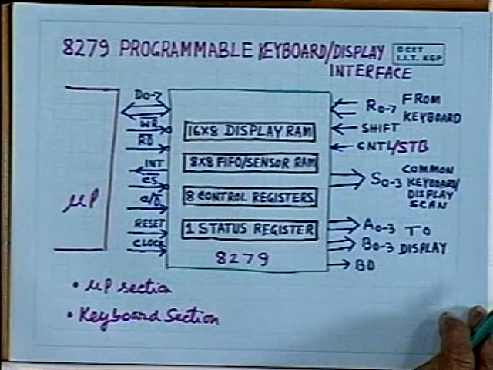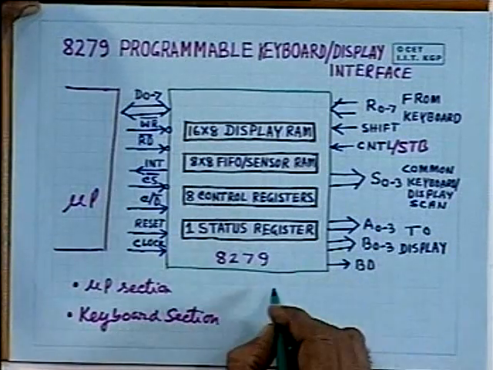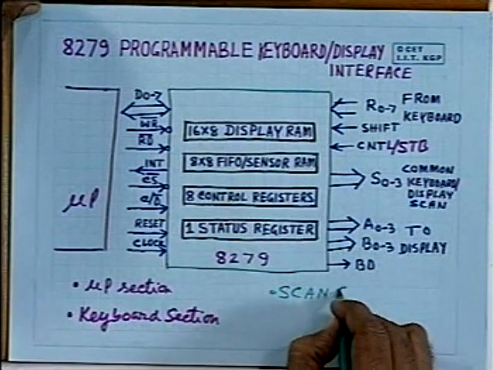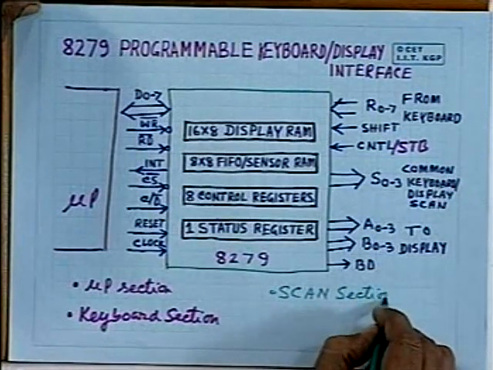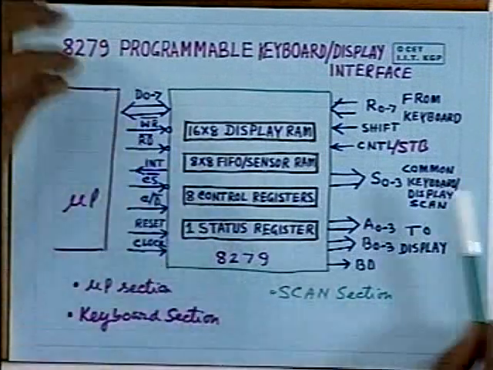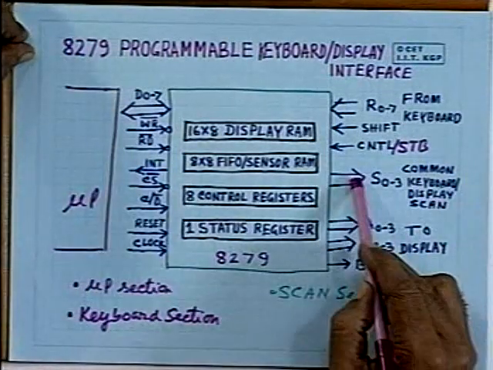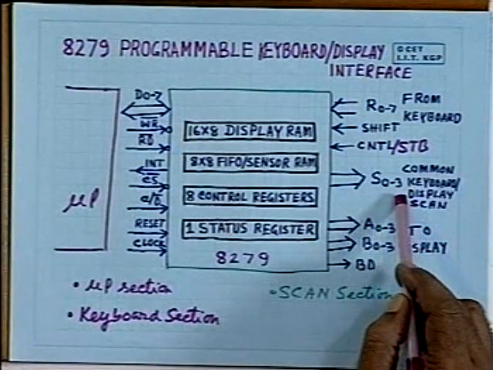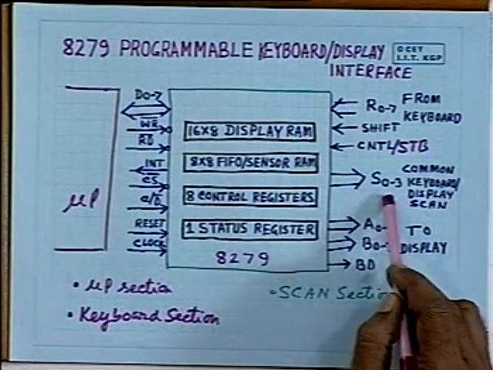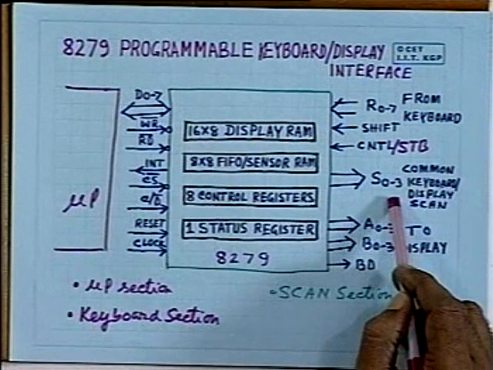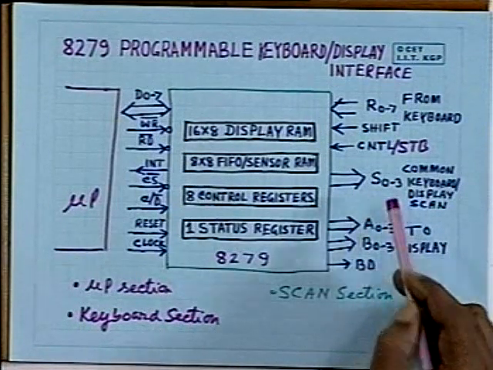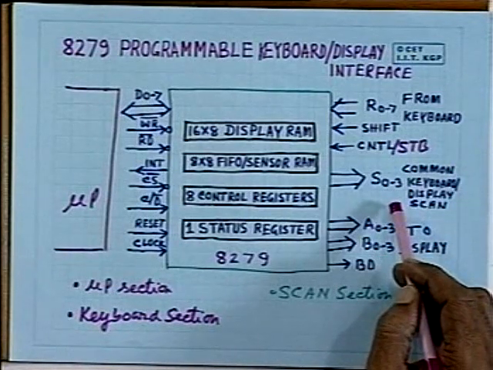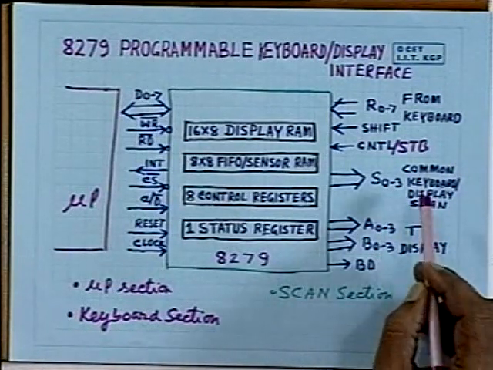Then you have got the scan section. Scan section is for common keyboard and display scanning. As you can see here, you have got 4 lines. So these 4 lines obviously are not sufficient to interface to, say, a 16 digit display or an 8 by 8 keyboard.